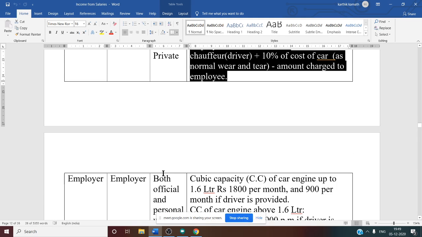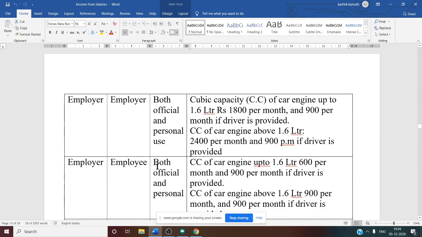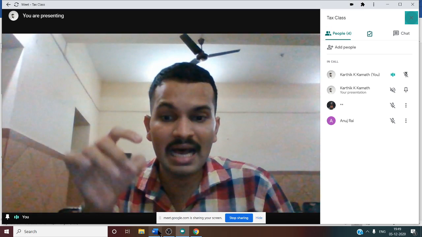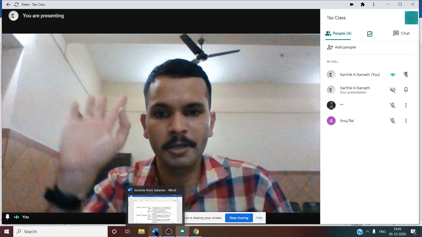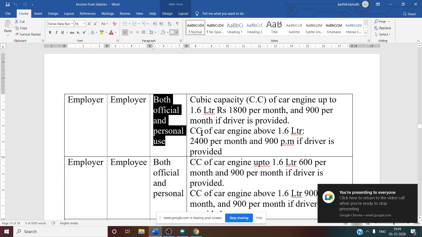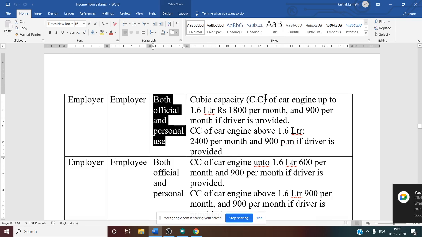So now let us see the third one. The important cases are the third and fourth, very important from the point of view of the 16 mark problem. See this now: the owner is the employer, and expenses are met by the employer. Now the purpose is both. In the question, they will ask like this: both official as well as private purpose. Whenever it is for both purposes, then the CC of the car shall be taken. CC means cubic capacity; we have to see the engine capacity.